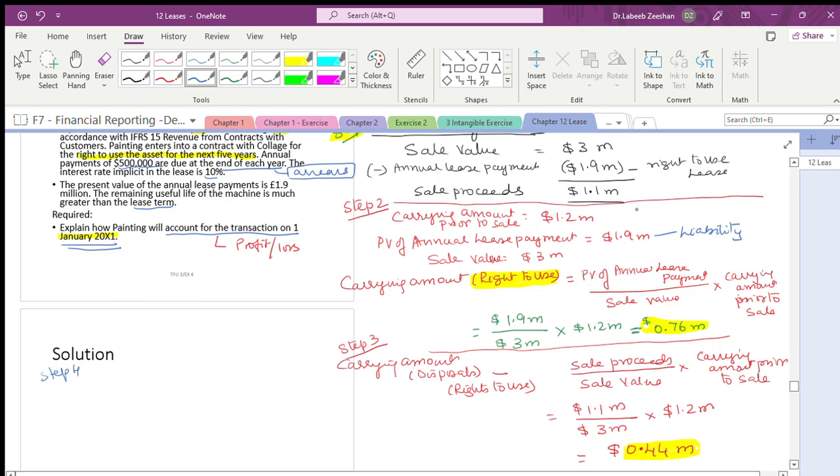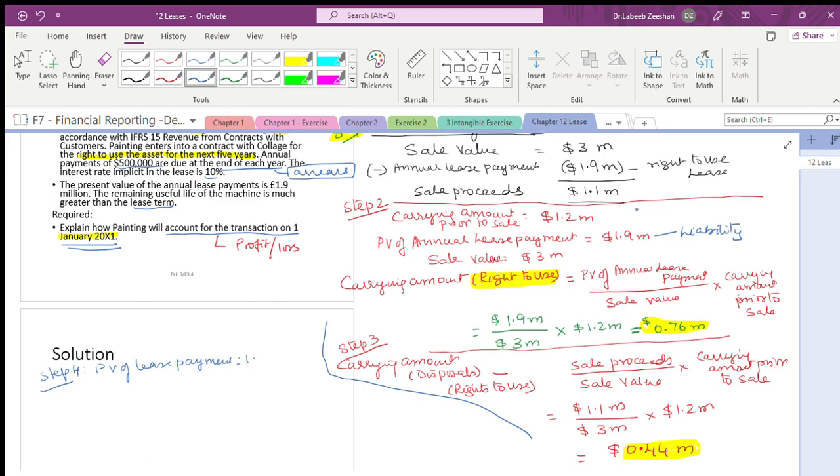Step 4. What happened? There is a present value of lease payments. How much is the present value of lease payments? 1.9. Okay, 1.9. This is a liability.